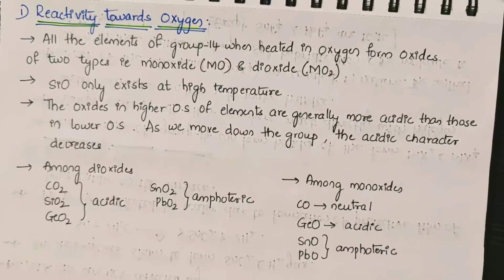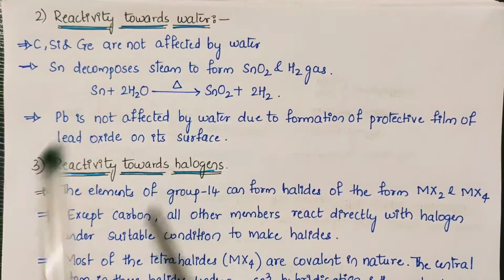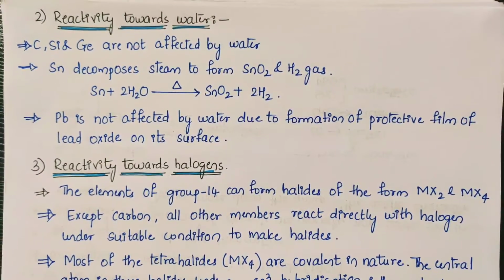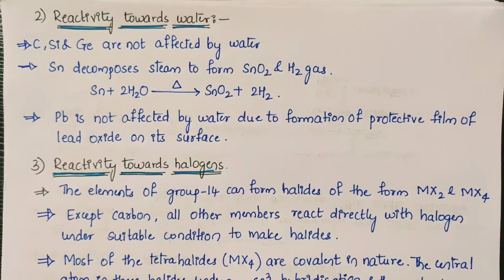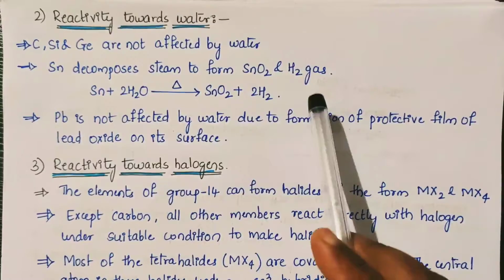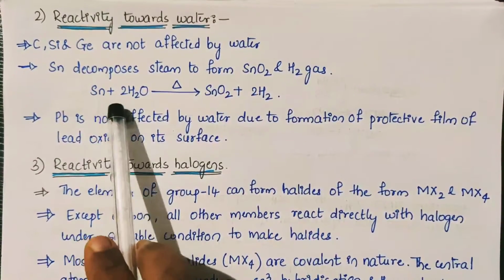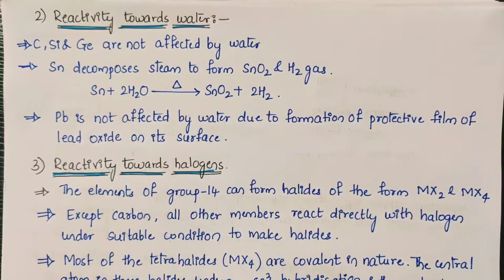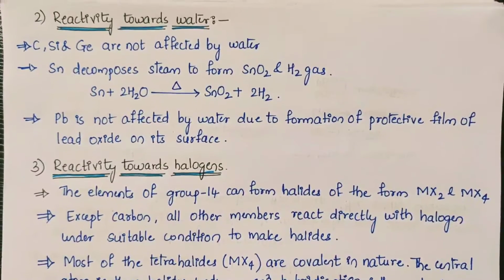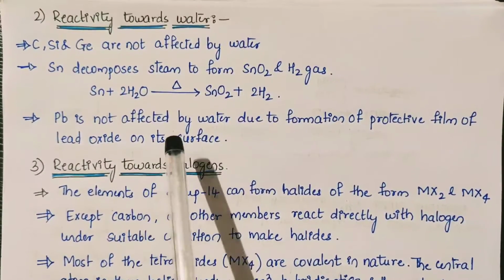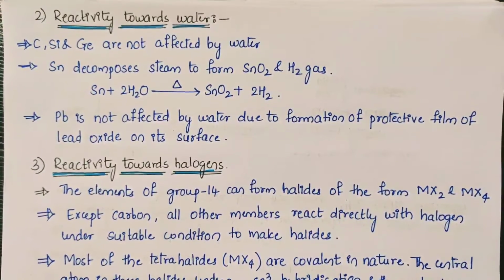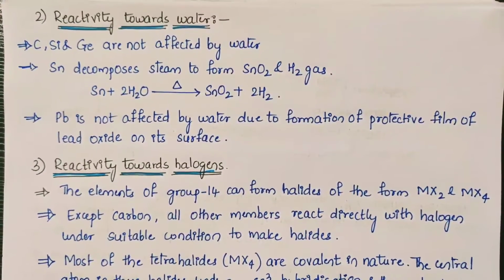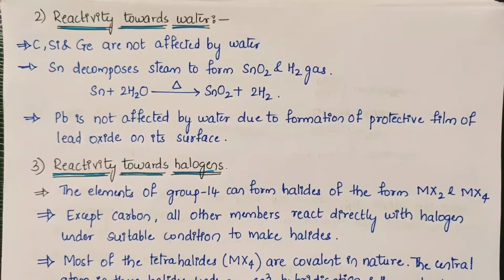If you take reactivity towards water, carbon, silicon and germanium are not affected by water, whereas tin will decompose steam to form tin dioxide and hydrogen gas according to the reaction Sn + 2H2O giving SnO2 + 2H2. Lead is not affected by water. Why? Because it forms a protective film of lead oxide on its surface. That's the reason why it is not affected by water.